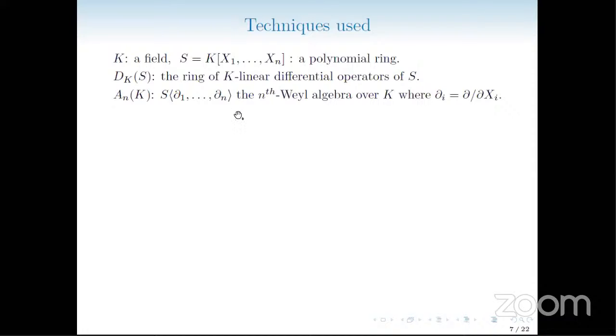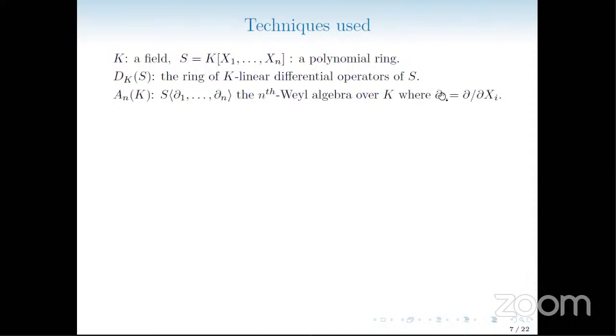Here this curly bracket indicates that this is a non-commutative ring, and indeed it is so, because for any i and j, the pairs x_i x_j and ∂_i ∂_j commute with each other, but x_i and ∂_j commute only when i is not equal to j.